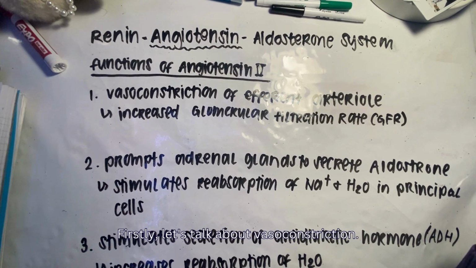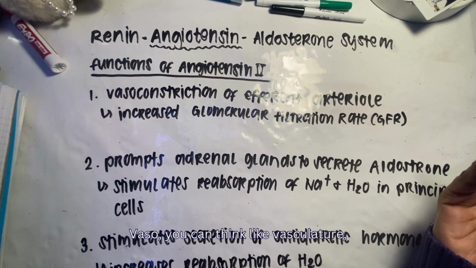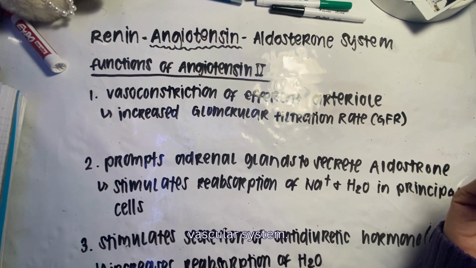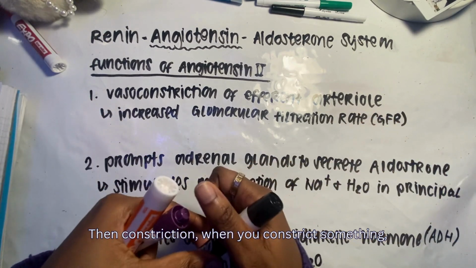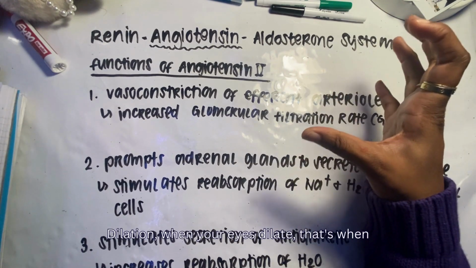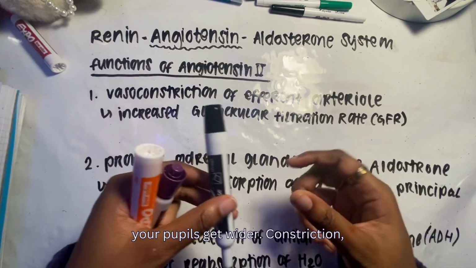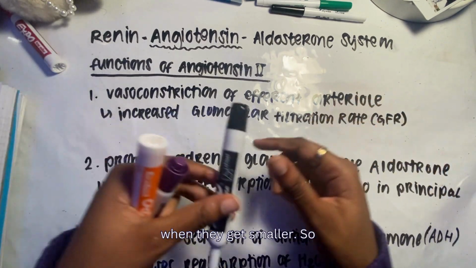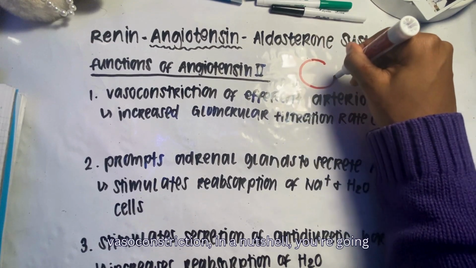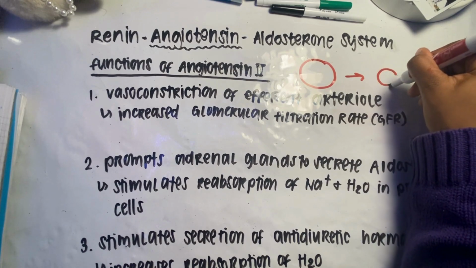Firstly, let's talk about vasoconstriction. Vaso, you can think like vasculature, vascular system. Then constriction, when you constrict something. Dilation, when your eyes dilate, that's when they get wider. Constriction, when they get smaller. So vasoconstriction, in a nutshell, you're going from this to this.